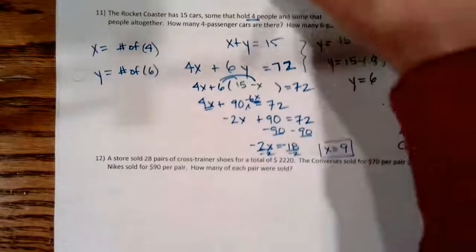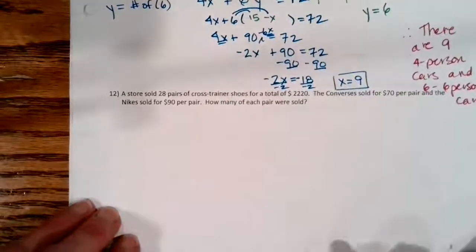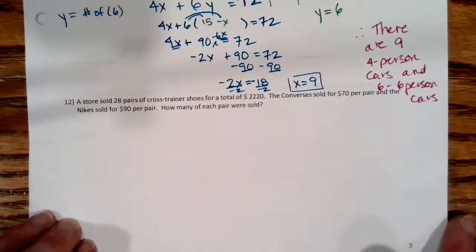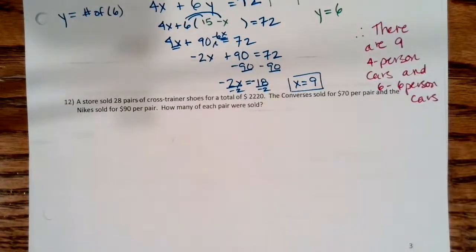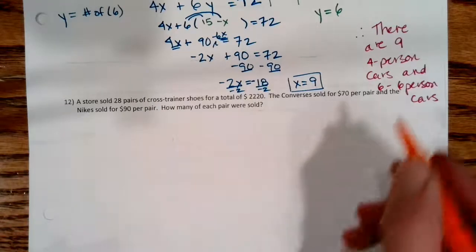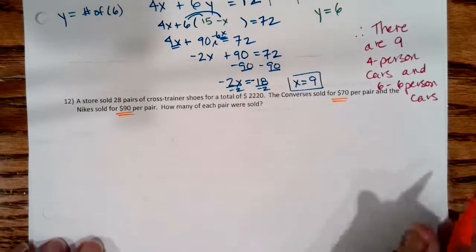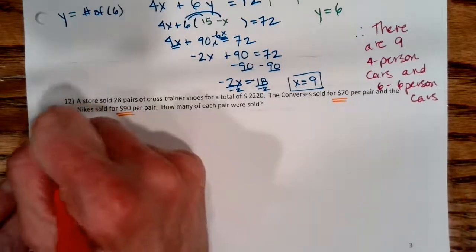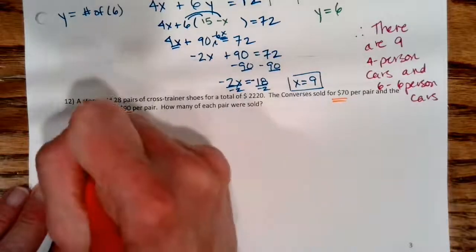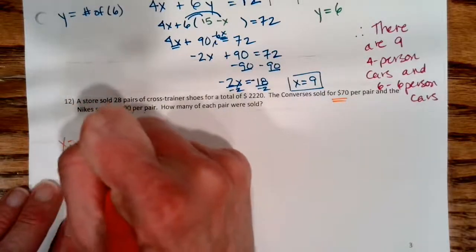All right, a store sold 28 pairs of cross trainer shoes for $2,220. Converses sold $70 per pair. Nikes were $90 a pair. How many of each? Okay, so let's let X equal my number of Converses.